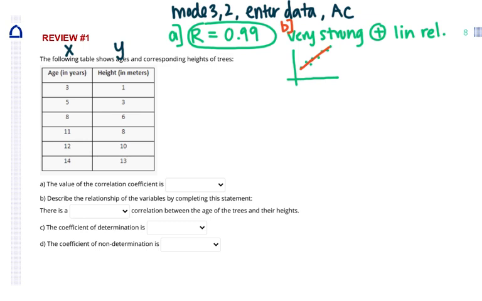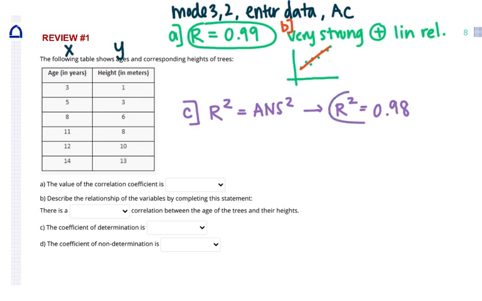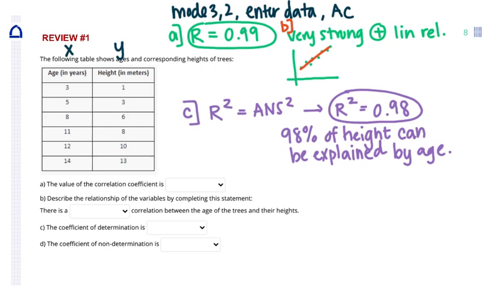If we wanted to find the coefficient of determination, that is just r squared. Better to just press answer squared on your calculator so you don't lose anything to rounding. So I'll press answer squared, and I get, in this case, that r squared is 0.98. It didn't ask us, but what that really means is that 98% of the height, I guess, of trees can be explained by the age of the tree.